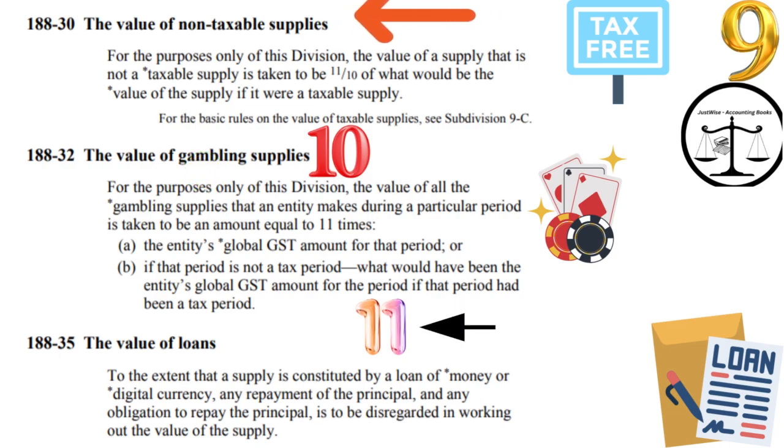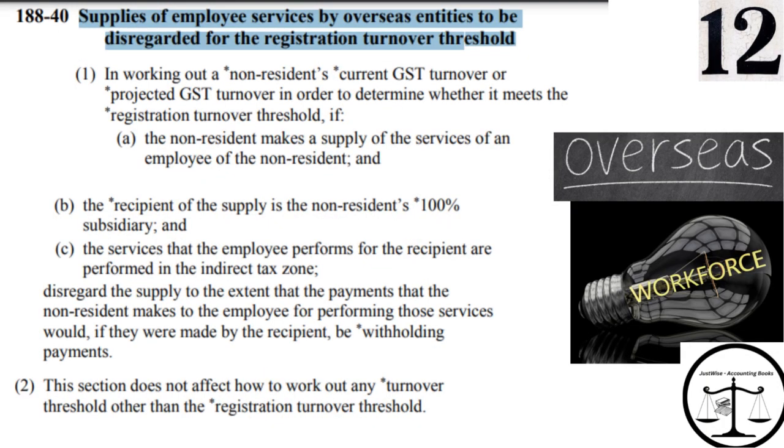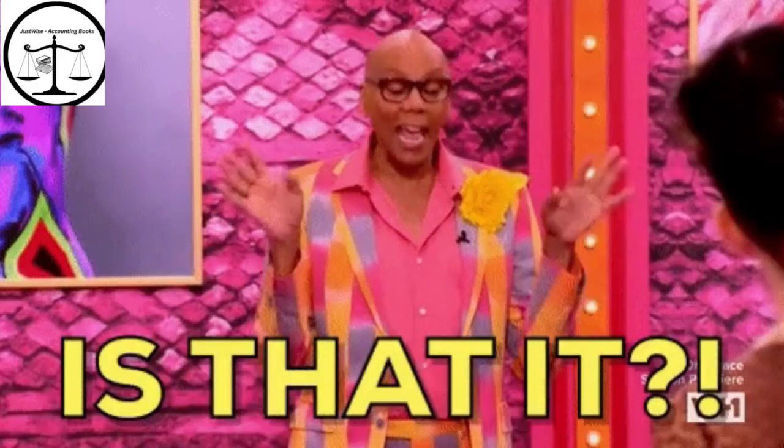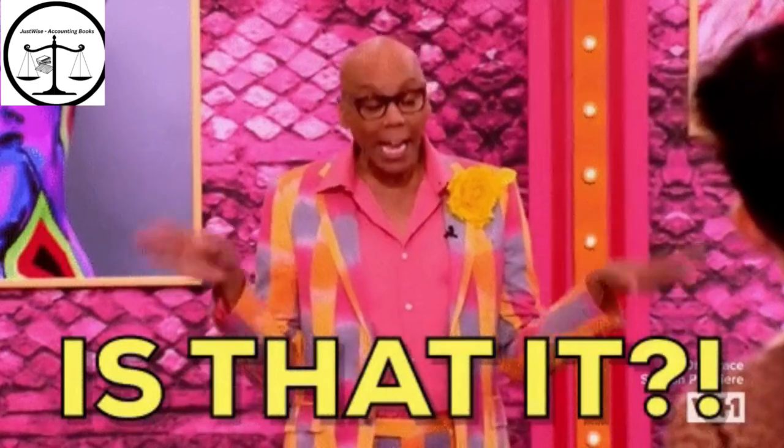Division 188-32, the value of gambling supplies. Division 188-35, the value of loans. Division 188-40, supplies of employee services by overseas entities. Friends, that's all we are going to discuss in this video.